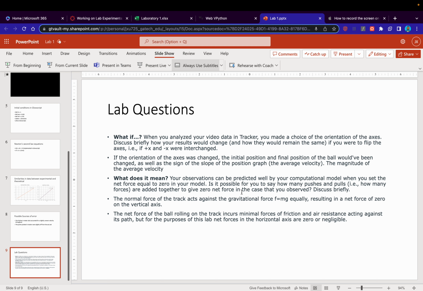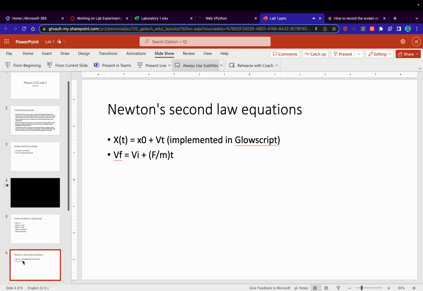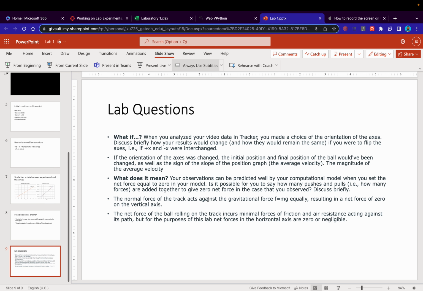Now, is it possible for you to say how many pushes and pulls are added together to give 0 net force in the case that you observed? Now, I think it is possible by observing the system as we saw in the video. It is clear that the ball is acted upon by a gravitational force, F equals mg, but it is matched by the normal force of the track. So the normal force of the track pushes up on the ball, and the gravitational force acts down on the ball, but the ball doesn't move up or down in the system, therefore resulting in zero net force on the vertical axis.